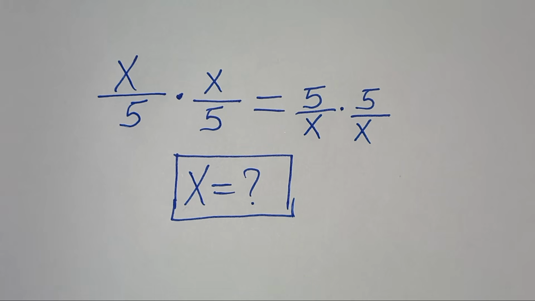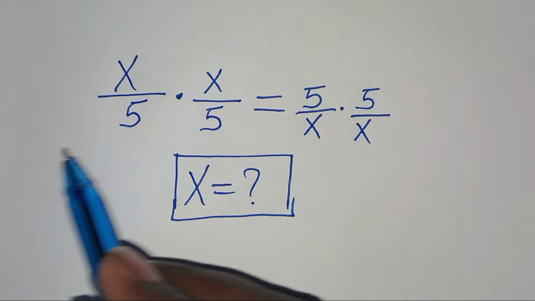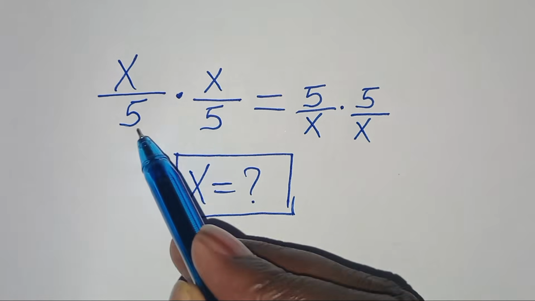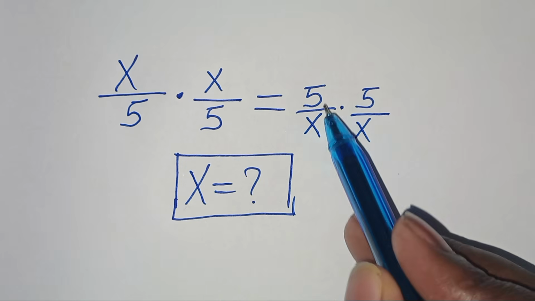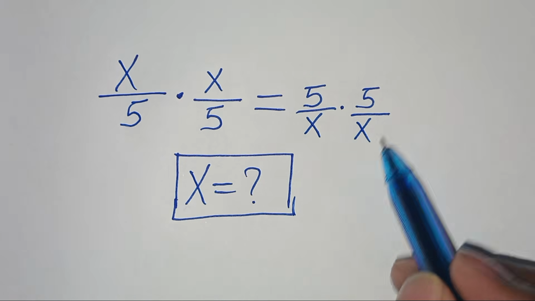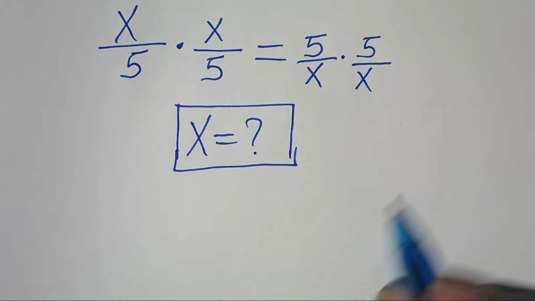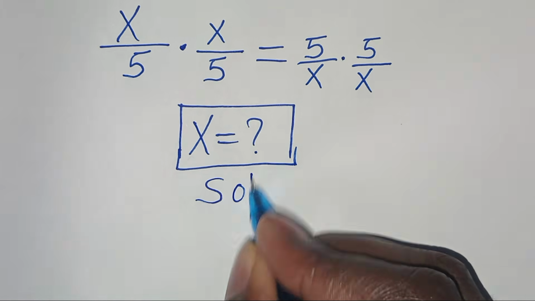Hello everyone, you're welcome to solve this nice algebra problem, which is x over 5 times x over 5 equal to 5 over x times 5 over x. So what is the value of x? Now let's provide a solution from here.